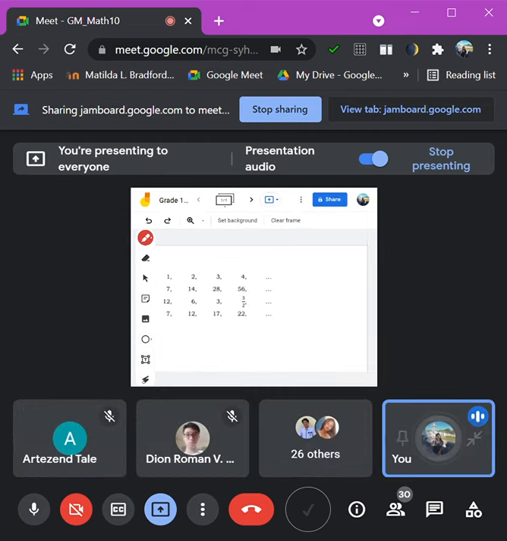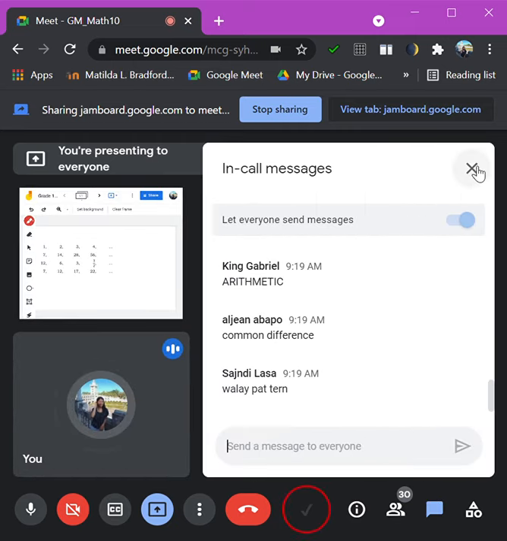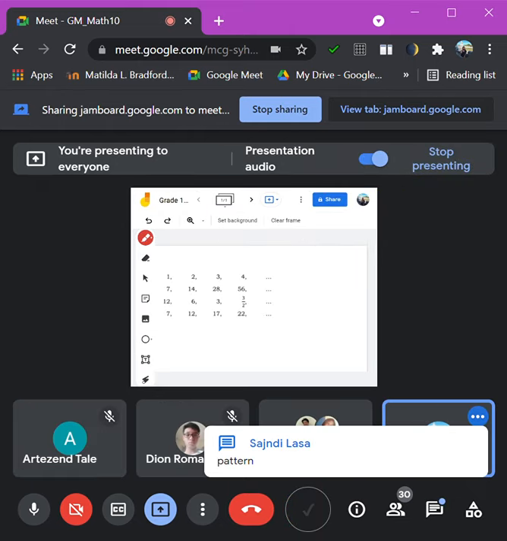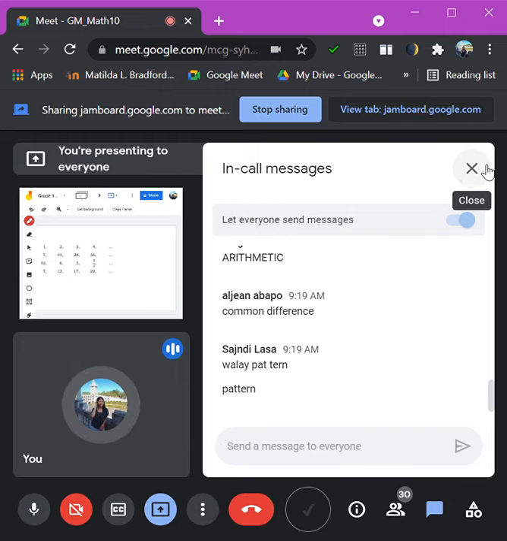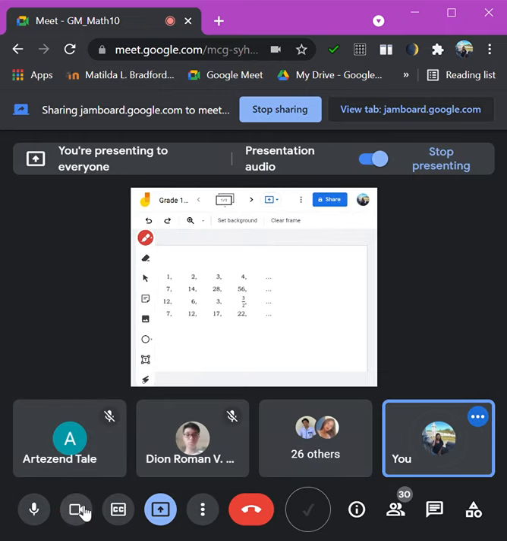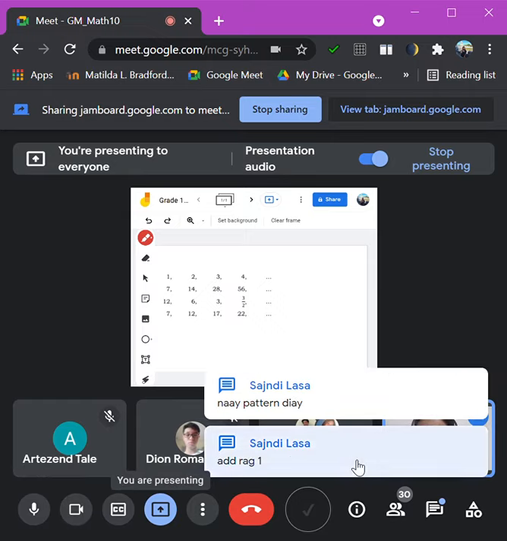Hello, Lasa? Walay pattern. What do you mean by walay pattern? I'm sorry class ha akong gi-off akong camera because mal-loading mo siya kay daghan kay ko gi-open ba. Okay, what do you mean by walay pattern, Lasa? Na ay pattern di ay.